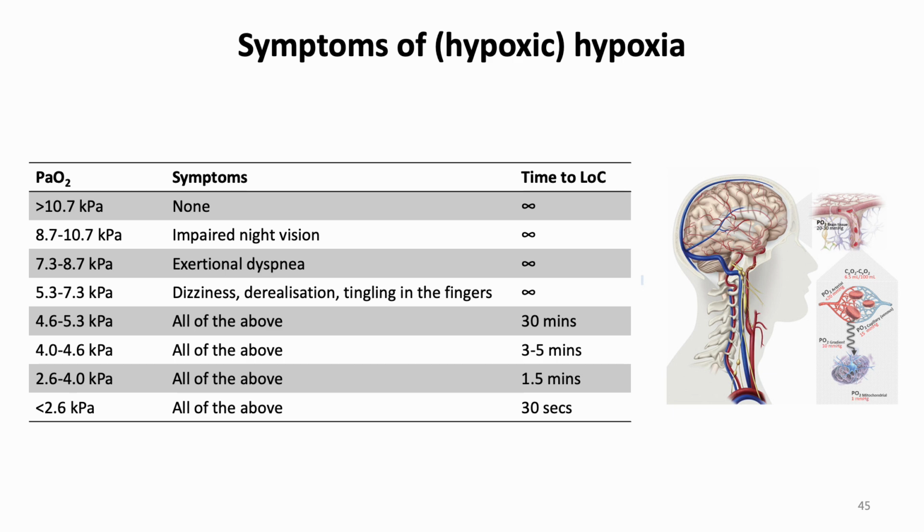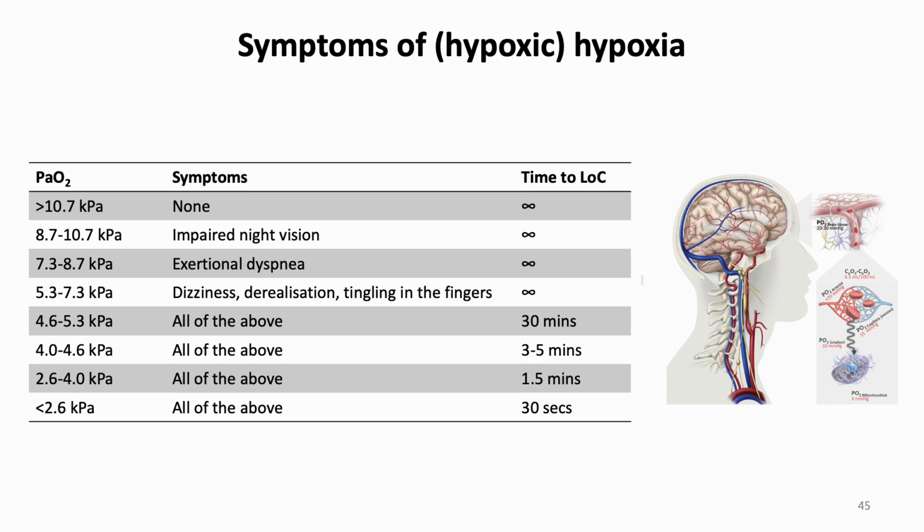Impaired night vision, dyspnea, dizziness, derealization, tingling in the fingers. When it becomes severe enough, and that is less than about 5 kilopascals, sudden loss of consciousness may ensue. And the time it takes for this to set in, this sudden unconsciousness without warning, depends on the severity of hypoxia. At very low levels, it will occur in less than a minute, as I've also shown here.